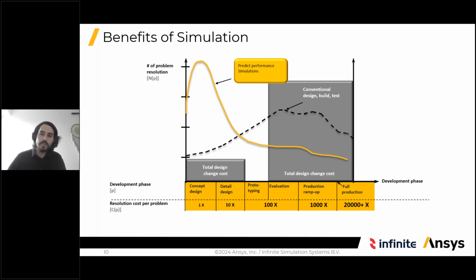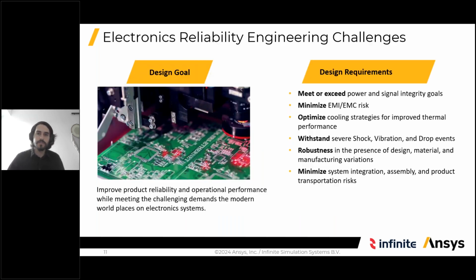Now let's talk a little bit about electronics design challenges. Engineers, as we know, must address a wide variety of design requirements when designing electronic systems. These range from electrical, such as signal and power integrity, thermal, such as the implementation of optimal cooling strategies, or mechanical, the ability to withstand thermal cycling, shock, vibration, drops, etc.